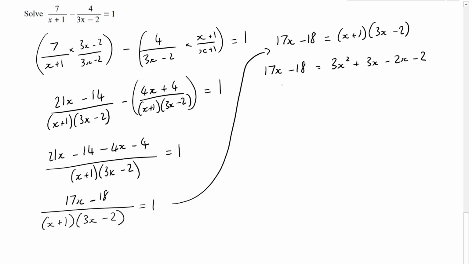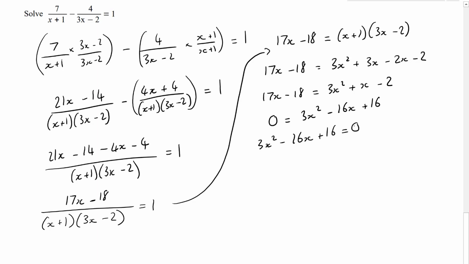Now let's simplify that side. This is going to become 17x minus 18 is equal to, bringing the 3x and the 2x together, 3x squared plus x minus 2. Now I'm going to move everything onto this side, and this is going to become 0 is equal to 3x squared. x minus 17x is going to give me minus 16x, and minus 2 plus 18 is going to give me plus 16. Now I want to solve this equation, so let me just rewrite it in a way we're probably more familiar with, like this is equal to 0.